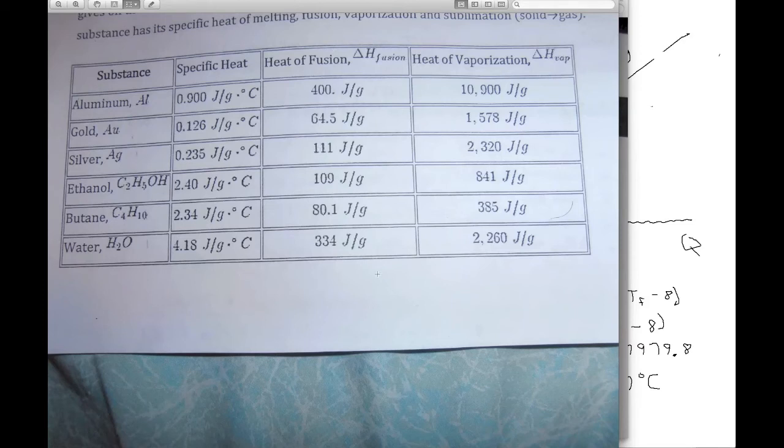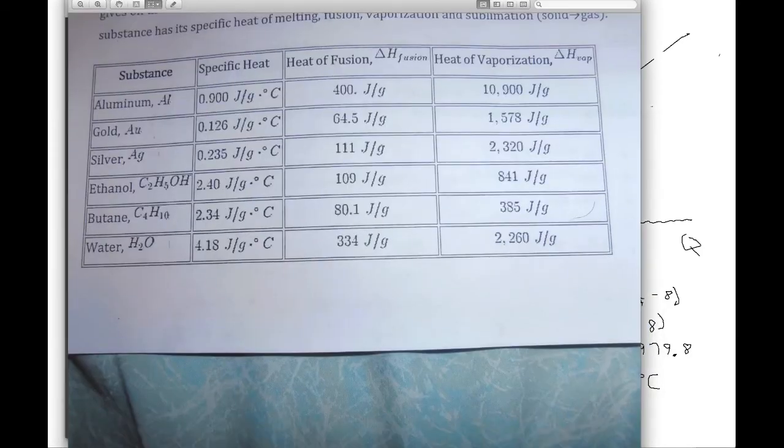Good. What is the heat of condensation for gold? Negative 1,578 joules per gram. Yeah, so if you were condensing gold, you'd have to use negative 1,578. You saw in this problem how that's really hard to remember. It's very easy just to go to the table and pick out the positive number. So you need to remember that you might need to put a negative sign in front of these.